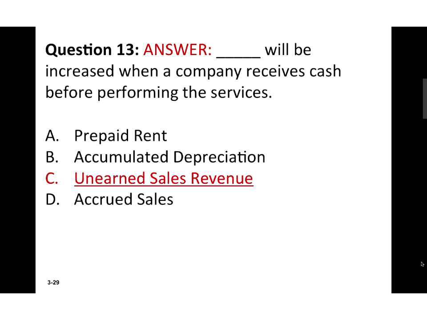And the answer here is unearned sales revenue, or unearned revenue. Unearned revenue is a liability account. It's increased with a credit. So this is a customer paying us in advance, and so we have a liability until we perform the service. And that is a deferral. If the cash is received first, it's a deferral.